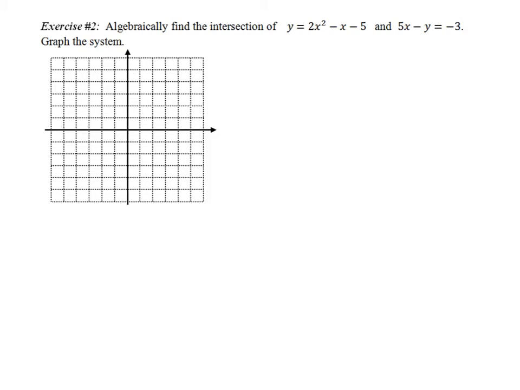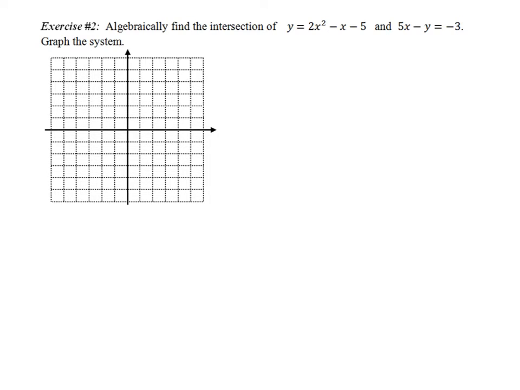Let's try exercise 2 algebraically as well. So I'm trying to find the intersection of y equals 2x squared minus x minus 5 and 5x minus y equals -3. If I look carefully at the first equation, I should recognize that this is the equation of a parabola. And then my second equation, because it's got x to the first and y to the first, that's a linear equation, but let's get it into y equals mx plus b form.